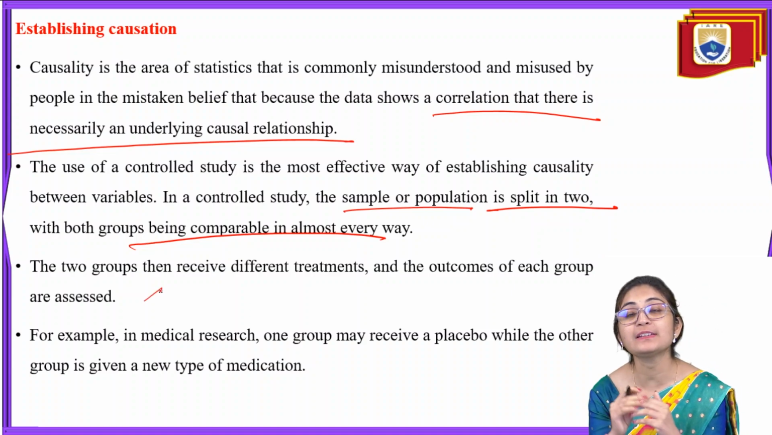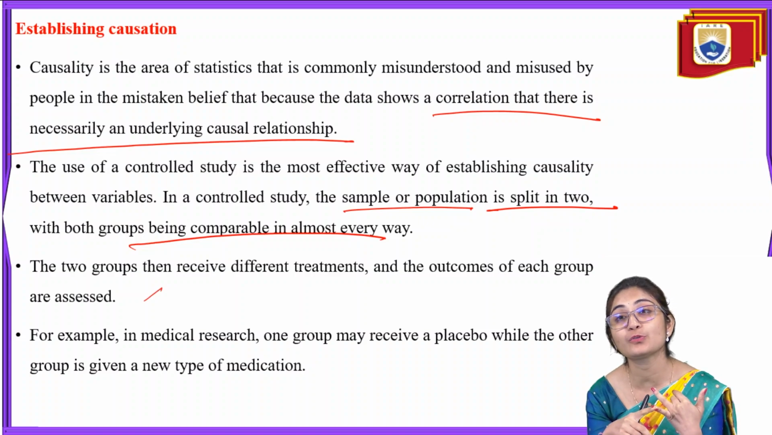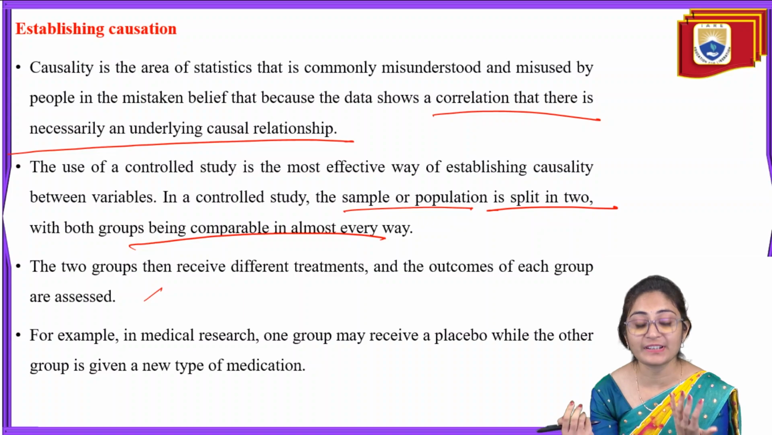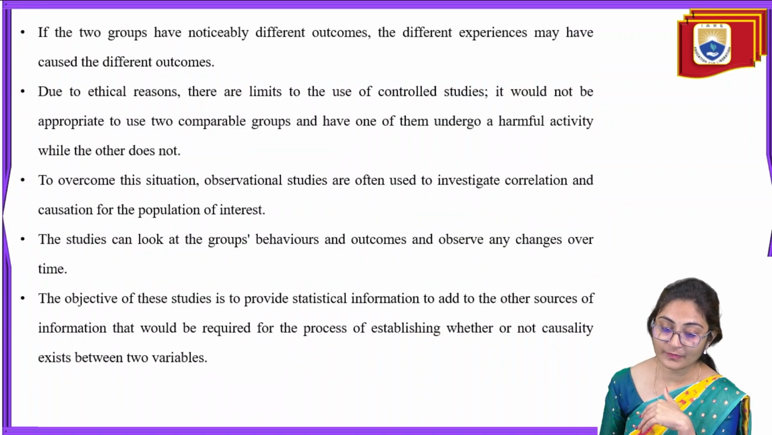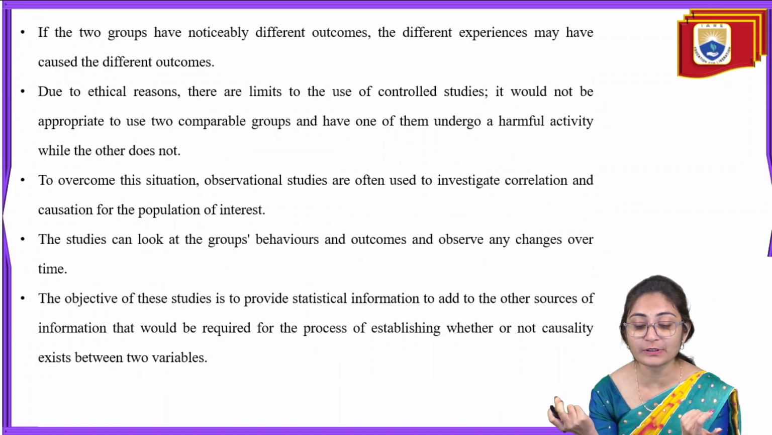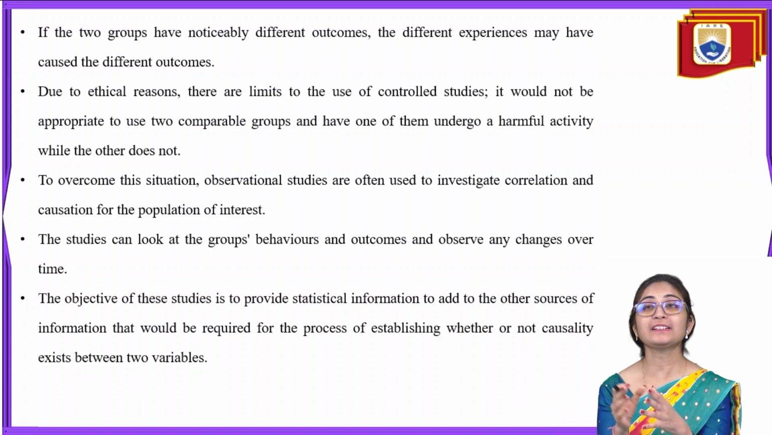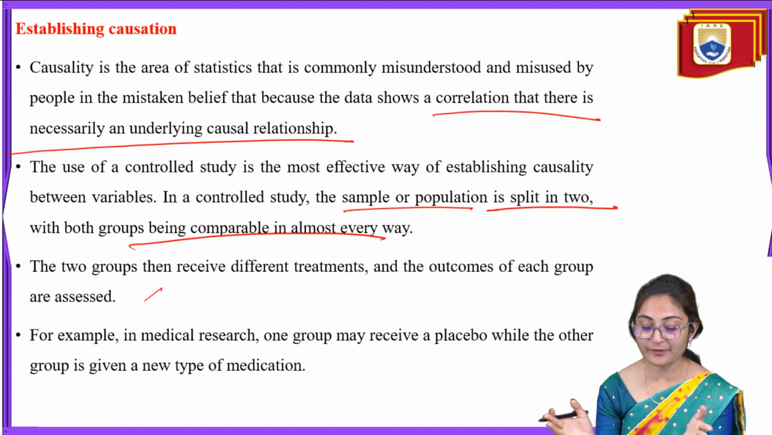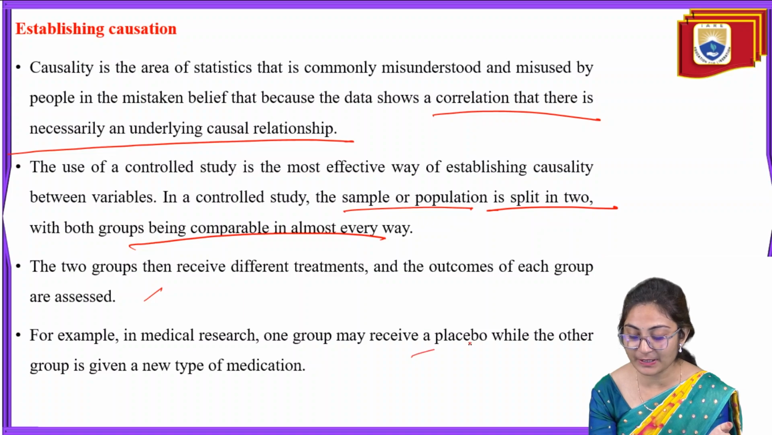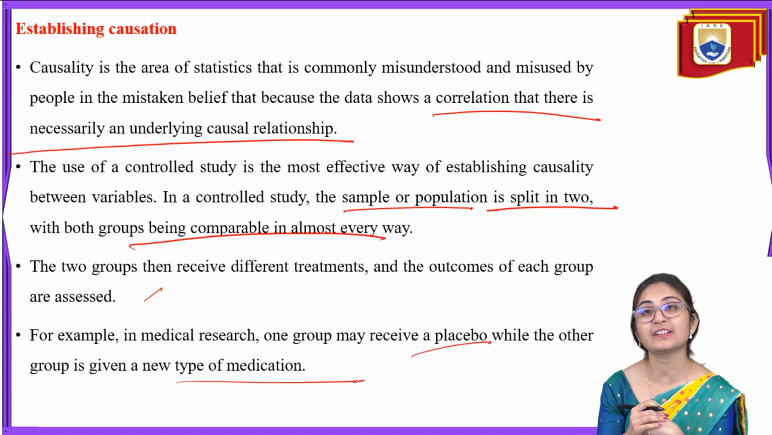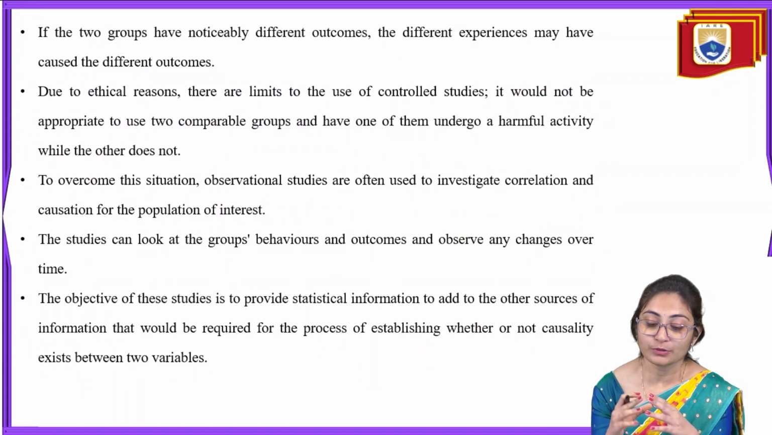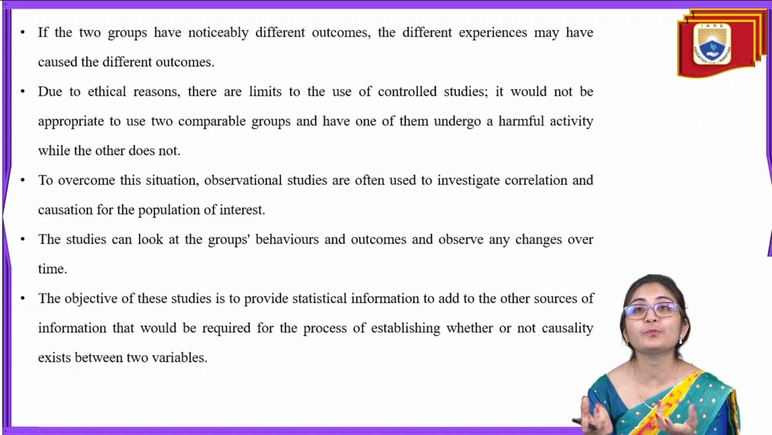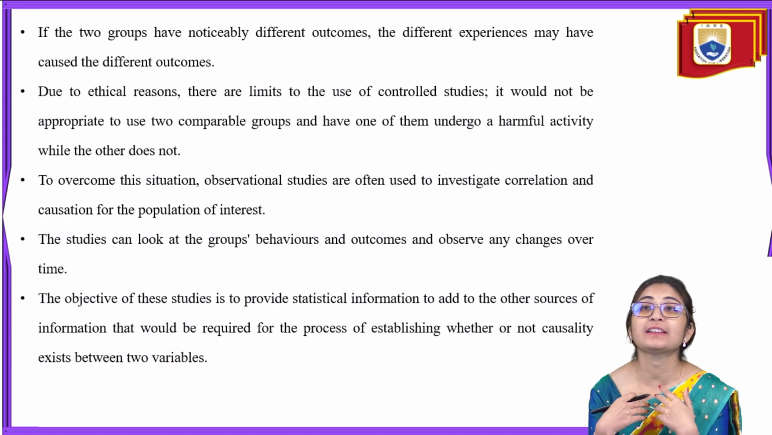For example, in medical research, one group may receive a placebo while the other receives a new type of medication. Now, if the two groups have noticeably different outcomes, definitely the two groups received different things, one a placebo and the other a medication. So both groups will get different outcomes and experience many different things.